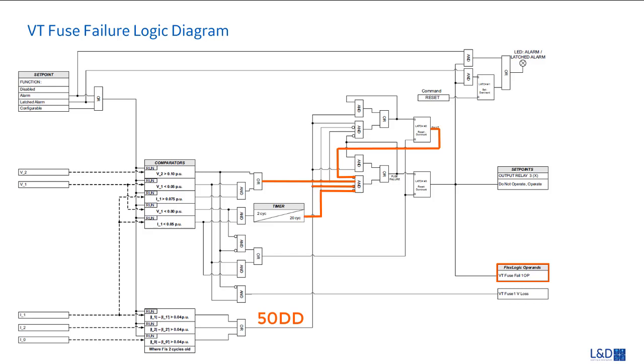The VT fuse fail VTFF OP will be reset when the negative sequence voltage is dropped and the positive sequence voltage is up, which stands for the healthy status, or both positive sequence V1 and I1 are below 0.5 pu, which stands for losing both current and voltage.